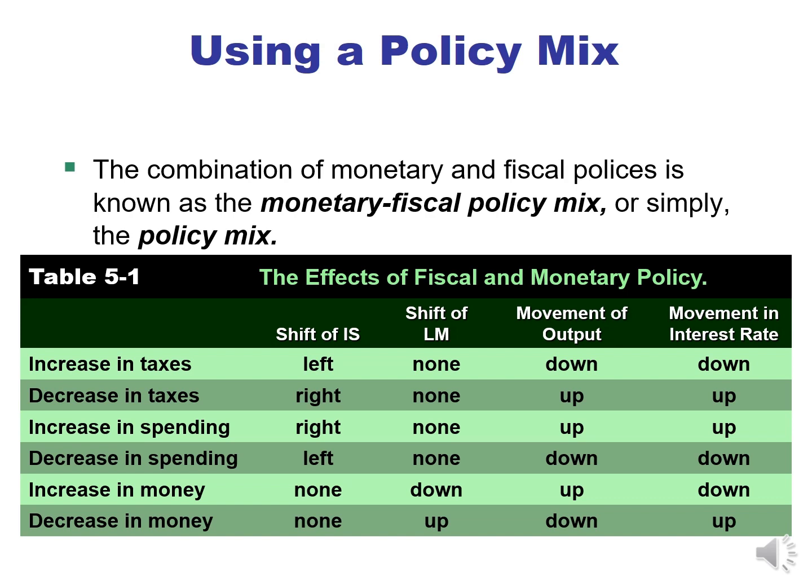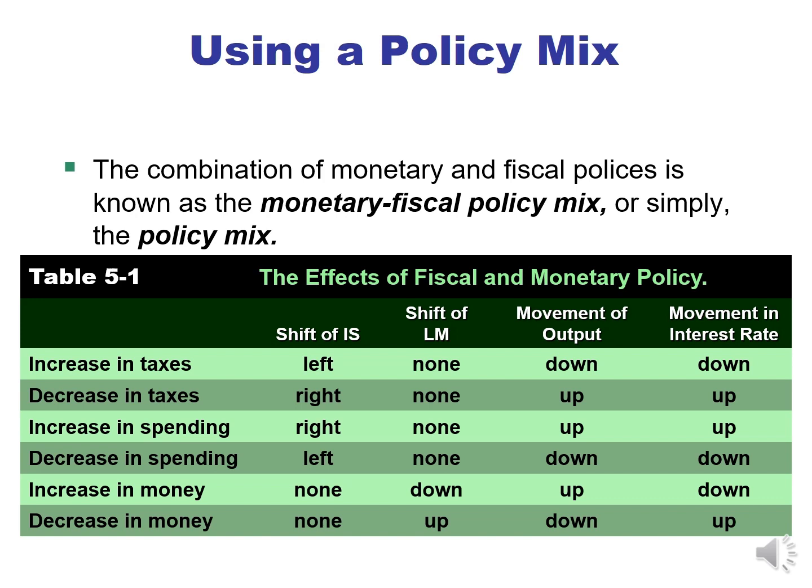Whenever there is a decrease in taxes, the LM curve does not shift and the IS curve shifts toward the right. The movement of output is upward and the movement of interest rate is up. Whenever there is an increase in spending, the IS curve shifts toward the right, output increases, and the interest rate is also higher.